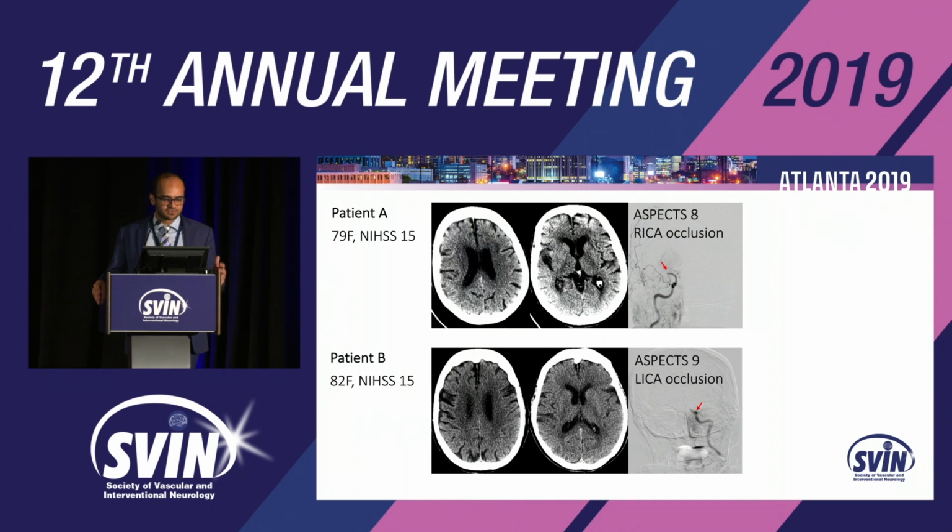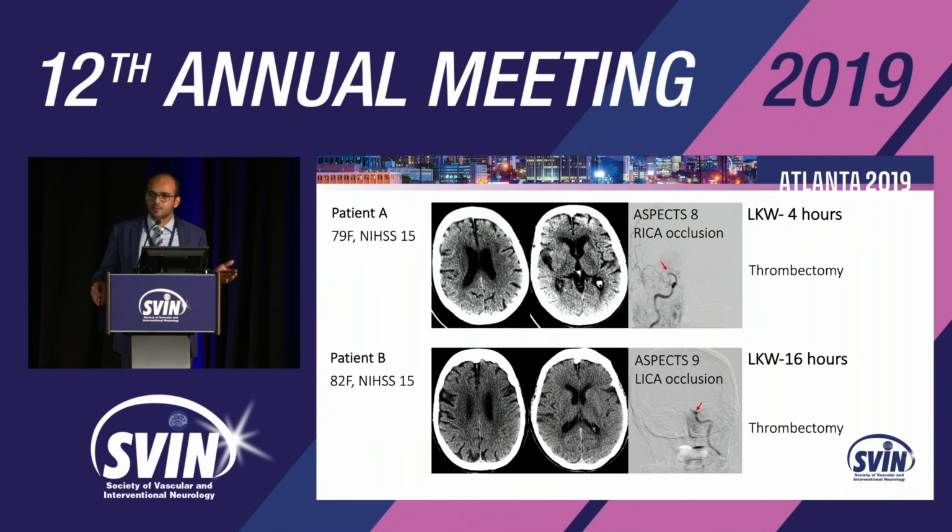This has implications. Let's assume two patients. Patient A is a 79-year-old female with stroke scale score 15. Her ASPECTS is good, right ICA occlusion. Similarly, patient B is 82 years old, stroke scale score 15, and ASPECTS is good, 9, left ICA occlusion. The only difference is the first patient came in at 4 hours, and the second came in at 16 hours. Both these patients require thrombectomy. For the first patient, you can just go and offer them thrombectomy. For the second one, guidelines dictate that you need to do a CTP or an MRI.